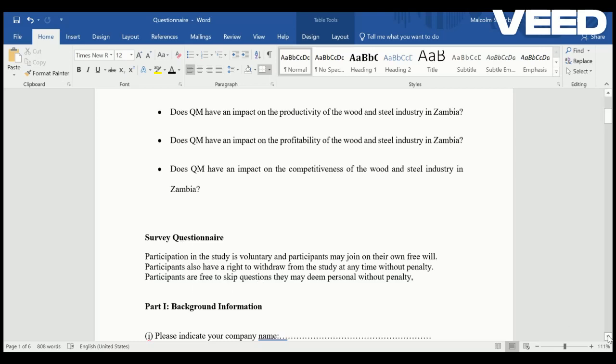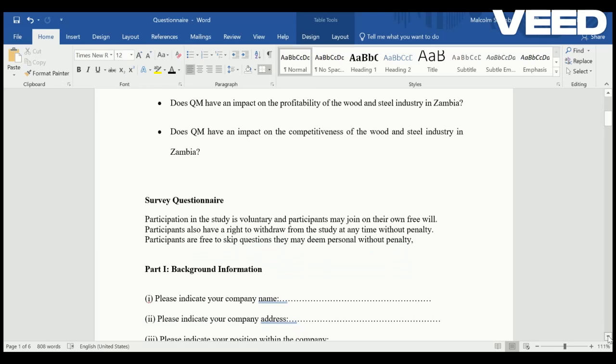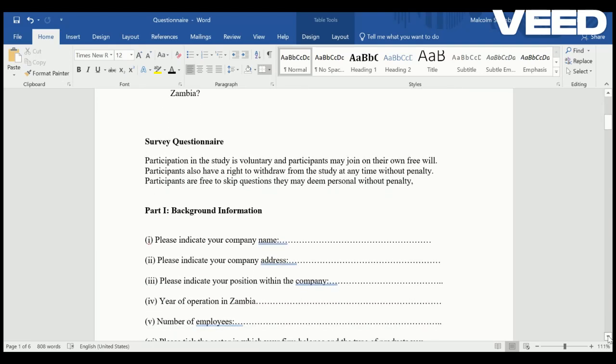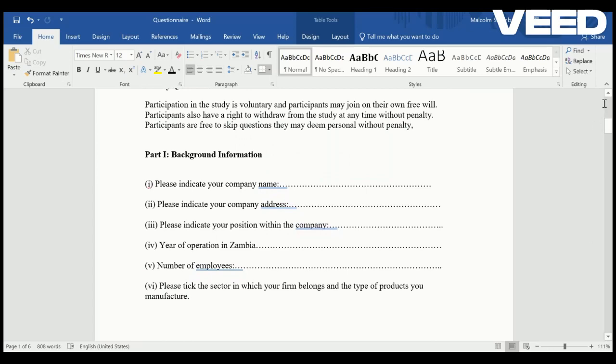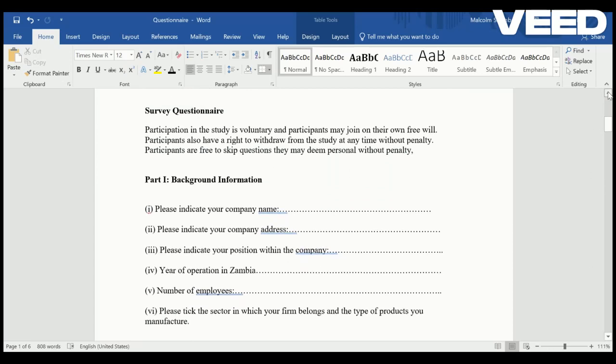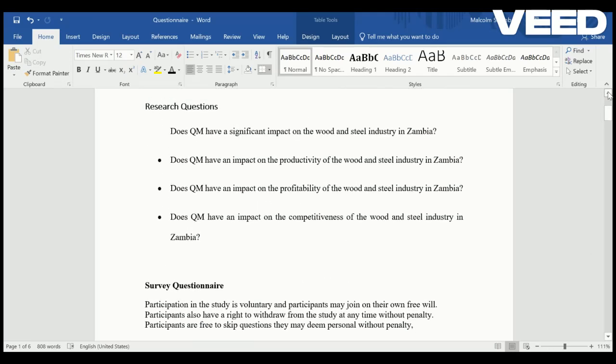So the first part of your research questionnaire may be background information. For example, in my case, I was studying the impact of quality management, which has been abbreviated as QM, on wood and steel processing industry in Zambia.